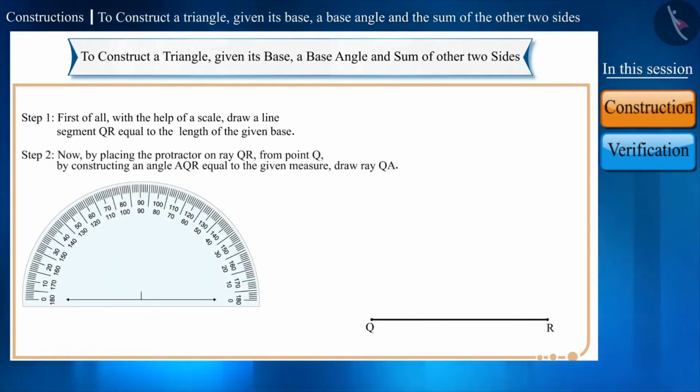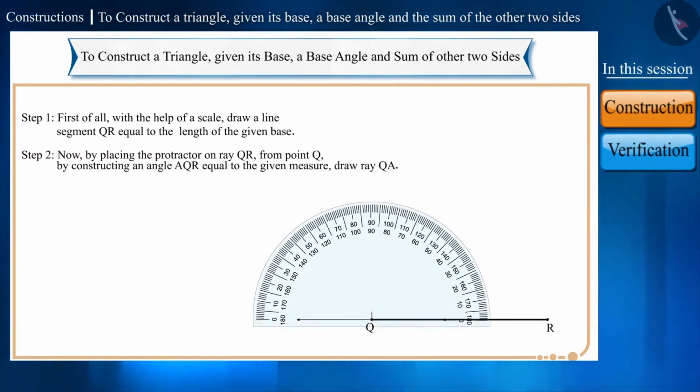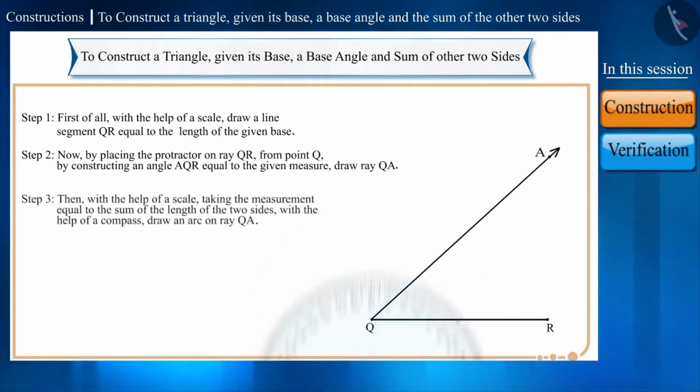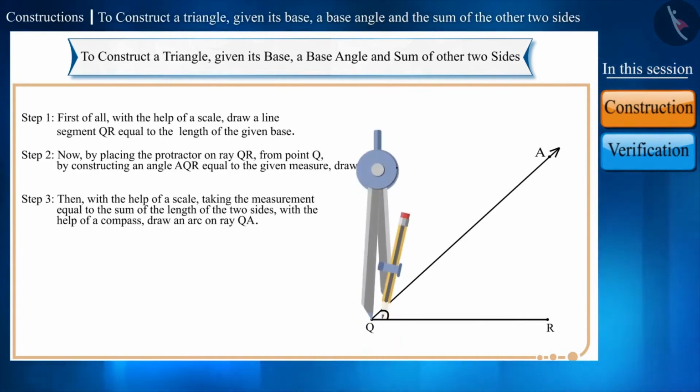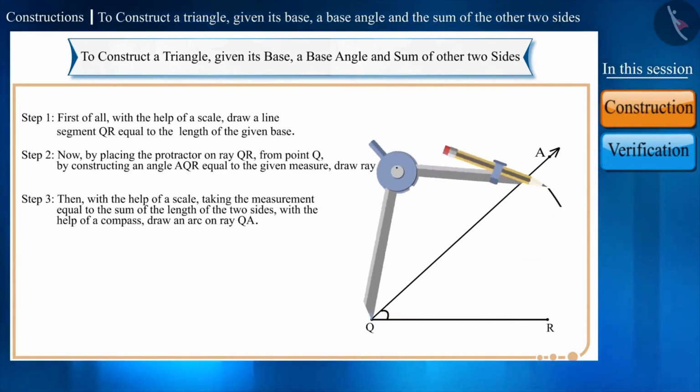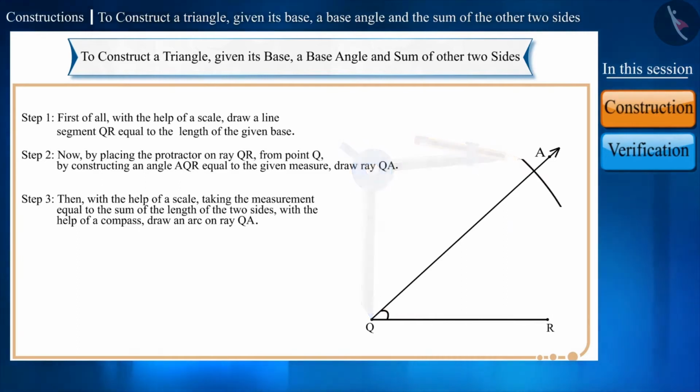Step 2. Now, by placing the protractor on ray QR from point Q, by constructing an angle AQR equal to the given measure, draw ray QA. Step 3. Then, with the help of a scale, taking the measurement equal to the sum of the length of the two sides, with the help of a compass, draw an arc on ray QA. Let's name this point as point B.